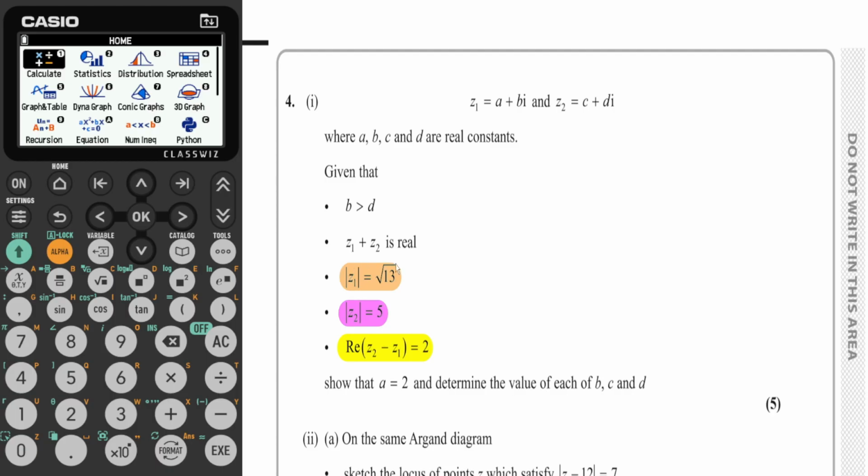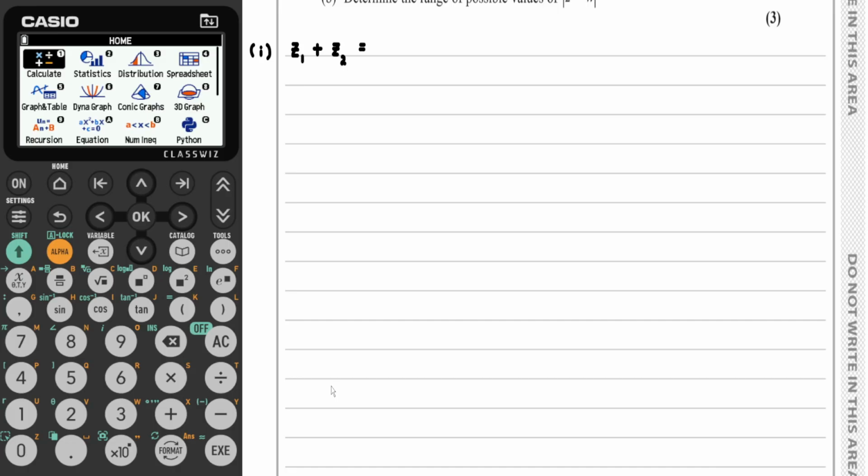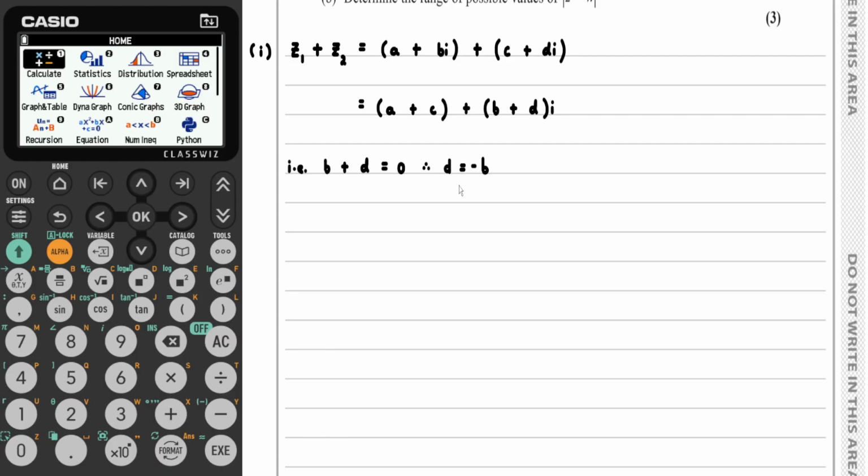If we know that z1 plus z2 is real, that means the imaginary part of z1 plus z2 is equal to 0. Let us begin by working out what z1 plus z2 is. z1 plus z2, that's equal to a plus bi plus c plus di. In other words, we've got a plus c plus (b plus d)i, and if we set the imaginary part equal to 0, we would have b plus d equaling 0, meaning d is equal to negative b. We'll call this equation 1.